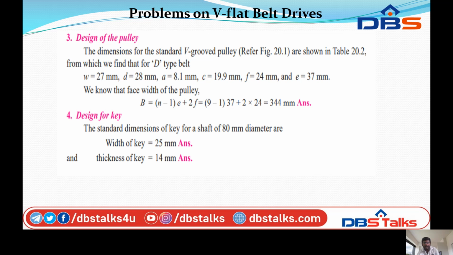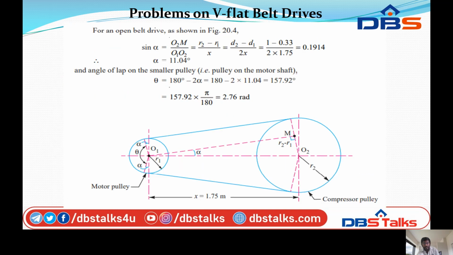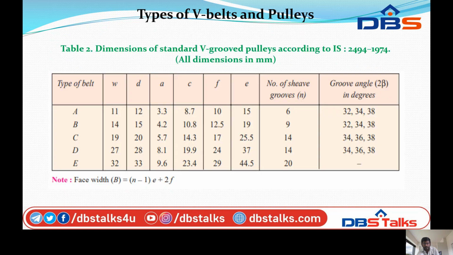So these values are taken from the table. In the PPTs we can see the table of dimensions of standard V-grooved pulley according to Indian standards. The type of the V-belt pulley is taken. So these are the values of the type D belt. W equal to 27, D equal to 28, A equal to 8.1, C equal to 19.9, F equal to 24, E equal to 37. So N is equal to 14. So these values are used in the problem.